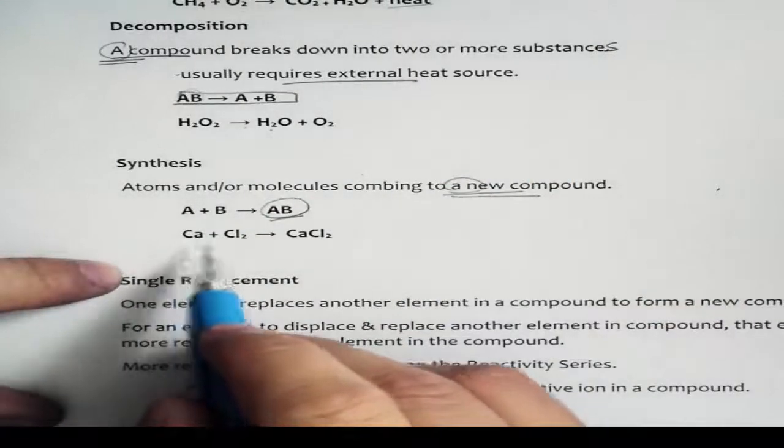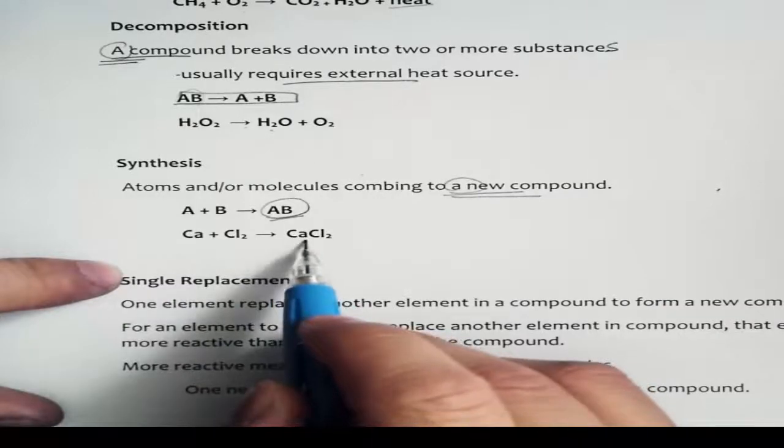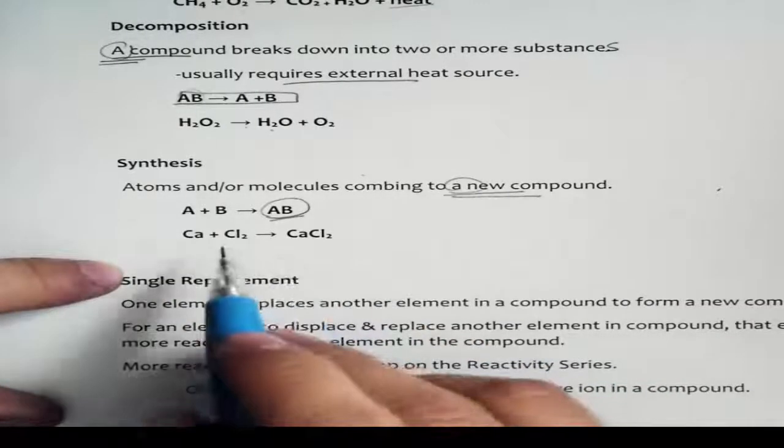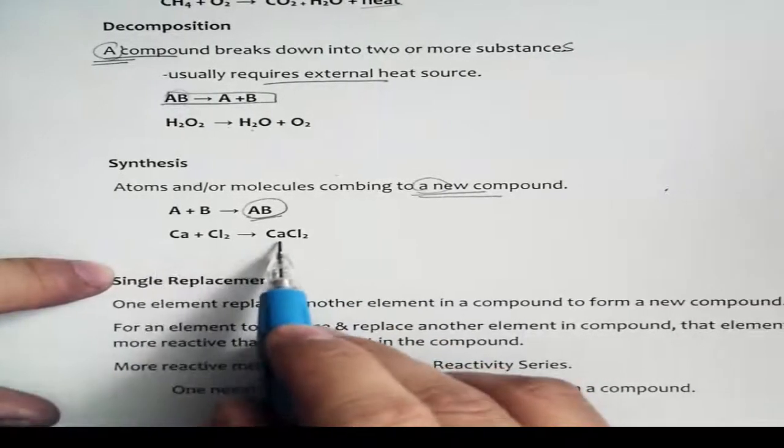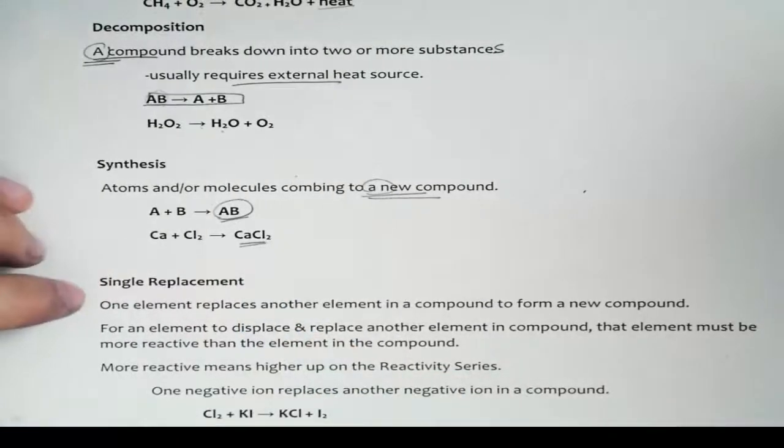An example would be calcium plus chlorine gas. We would make calcium chloride. Notice how we have two reactants and one product. So that's synthesis.